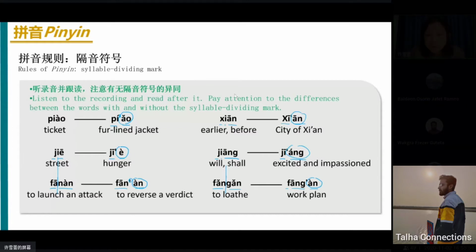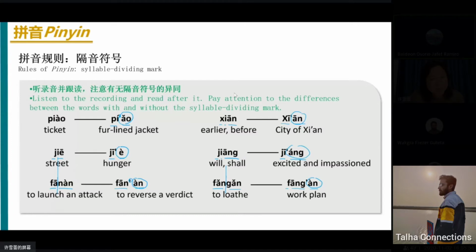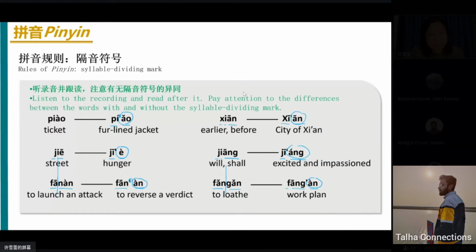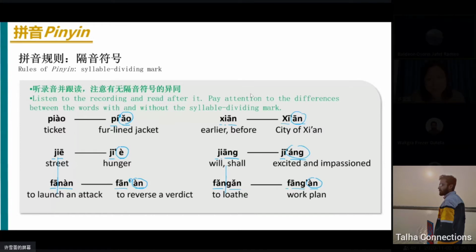Does 票 also mean happy? 票 doesn't mean happy. Maybe in the word 漂亮, it means beautiful, pretty.